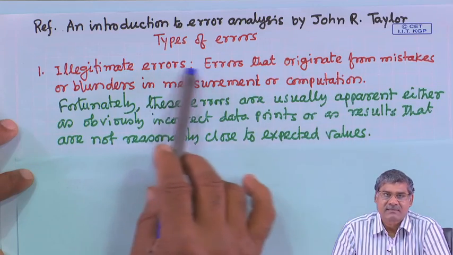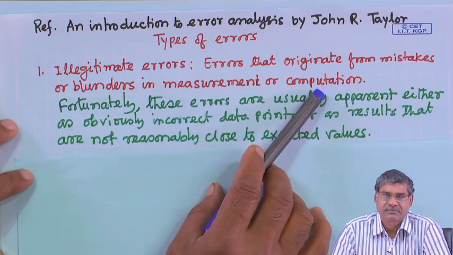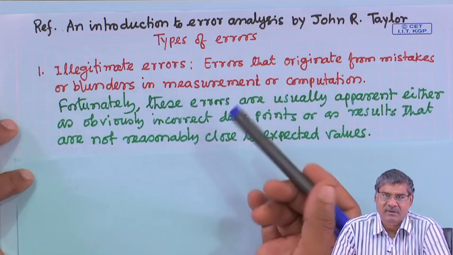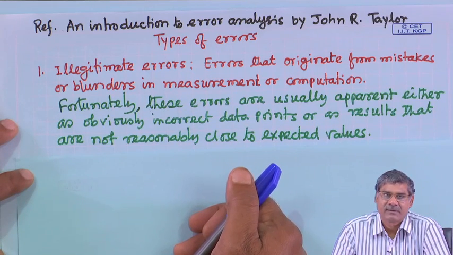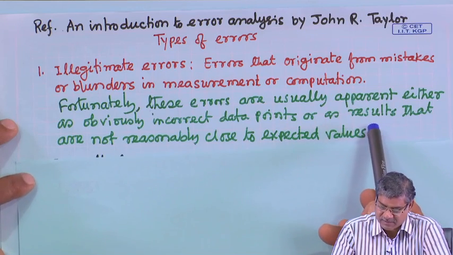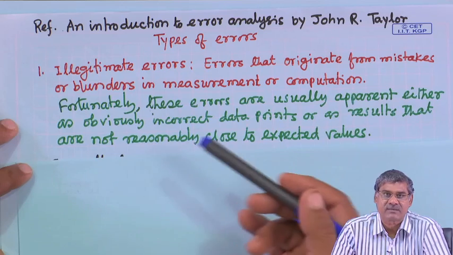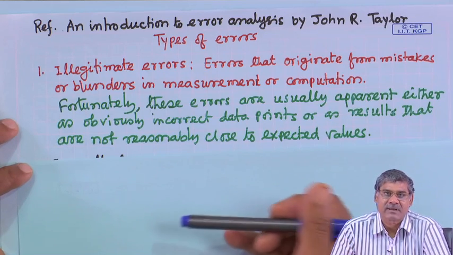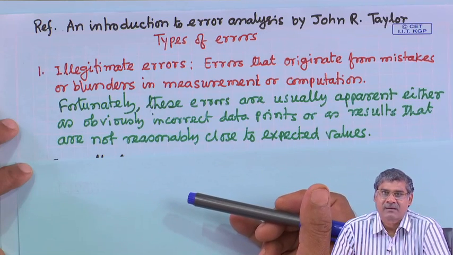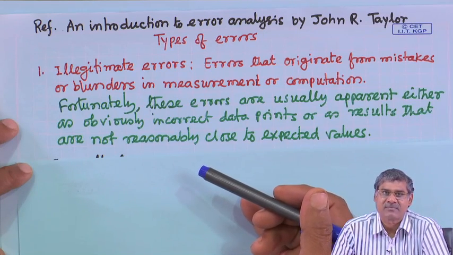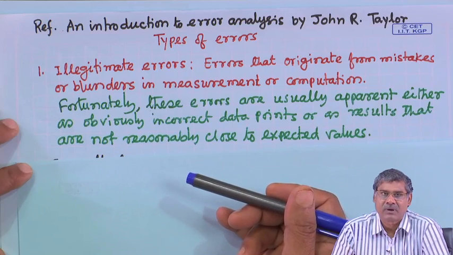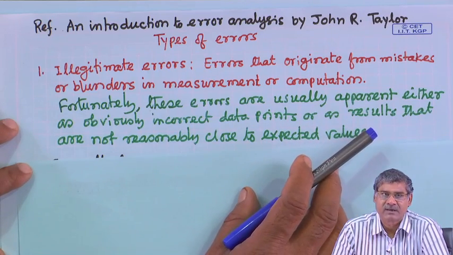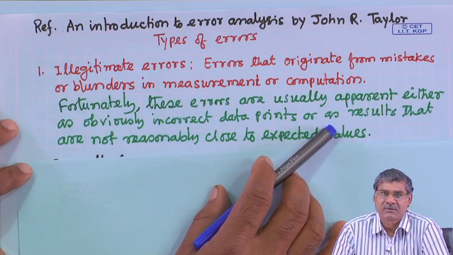Okay. These are very careless errors. They may happen, and you can very easily find this type of error from your result, because it will be obvious from the incorrect data points or results. Then you can find the reason for this error and repeat the experiment, avoiding those errors. So, these are very careless errors, and we call them illegitimate errors.